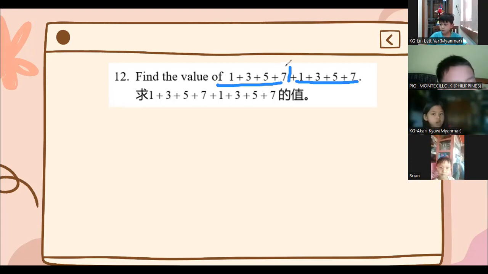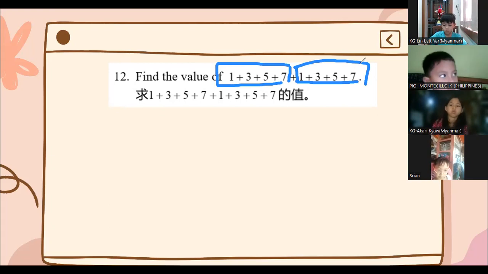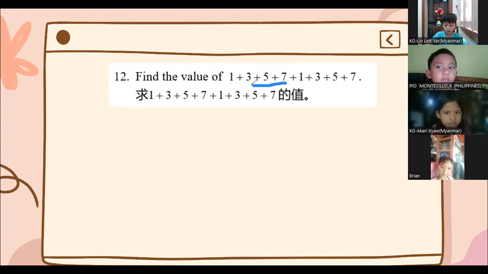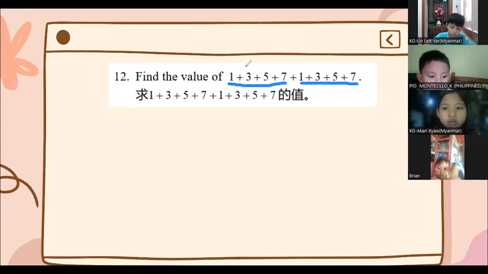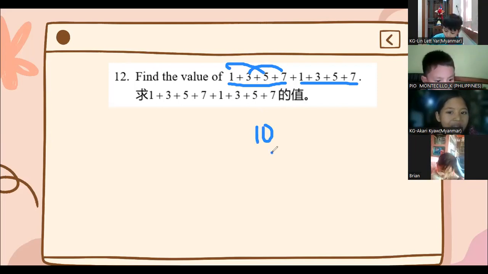So meaning, whatever the sum of this group is would also be the sum of this group, right? Because they're just the same numbers. So all you have to do is to find the sum of this first set of numbers and then just copy it for the second set. So 1 plus 3 plus 5 plus 7, that is equal to, you can pair 7 plus 3, that's 10. And then 5 and 1, combine them, so you'll have 6. So 10 plus 6, this is 16.